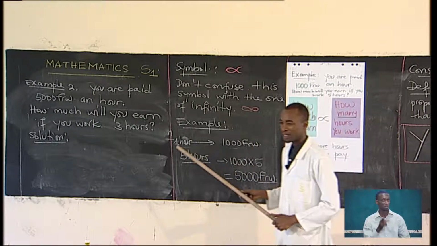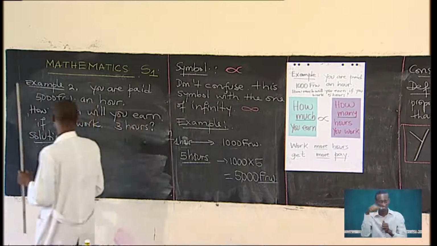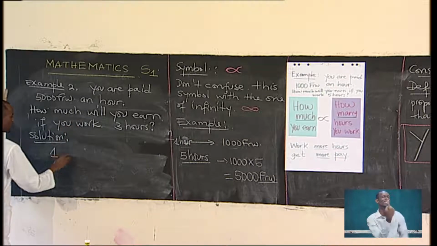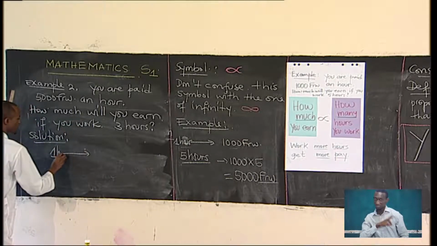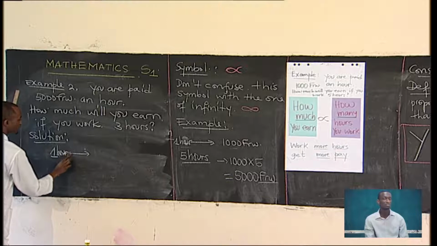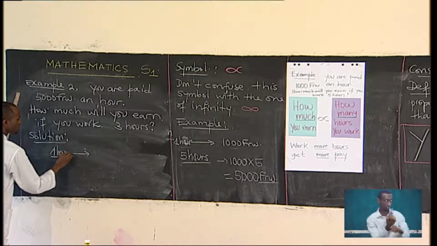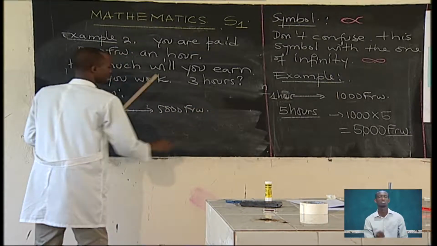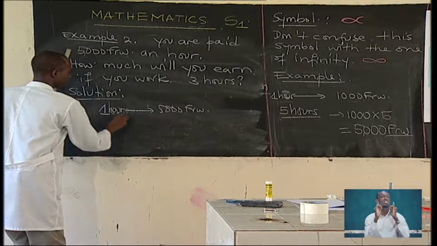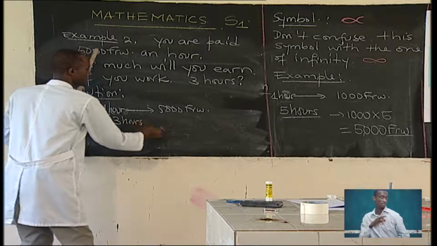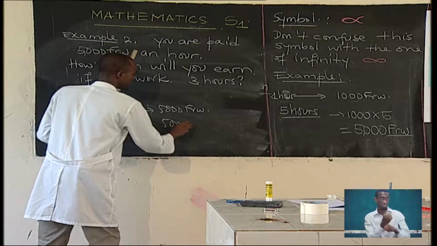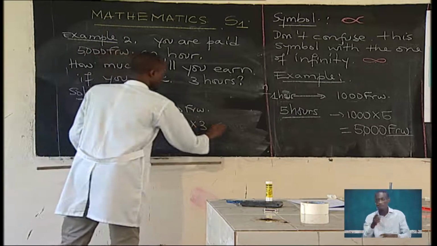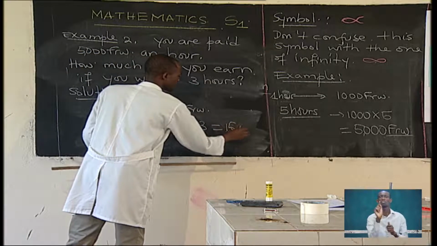Hope you finished. Let's do it together. You are working 1 hour, and you are paid. This is 1 hour. If you work 1 hour, you are paid 5,000 francs. So if you're now paid for 3 hours, you will multiply 5,000 by 3, the number of hours you work. Then you will earn 15,000 francs.